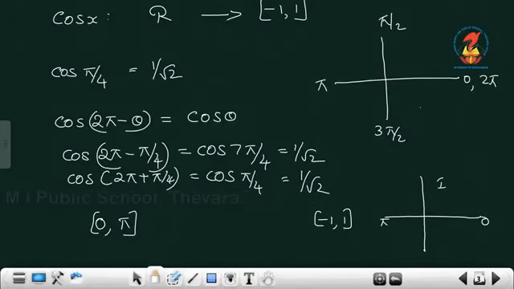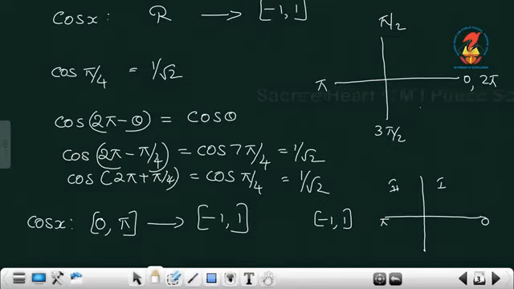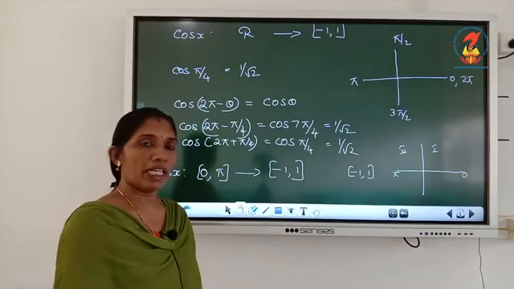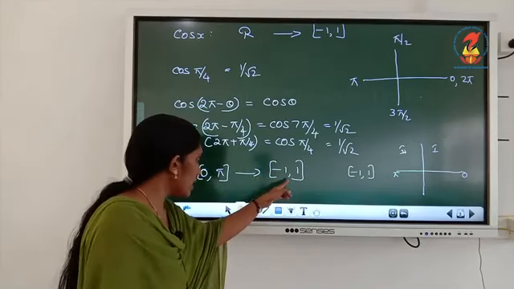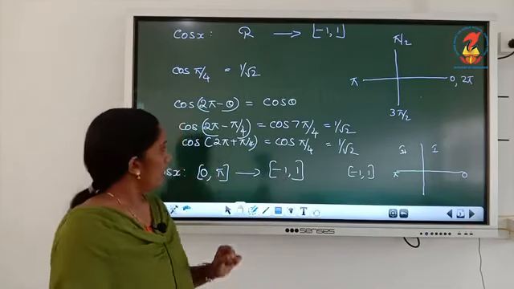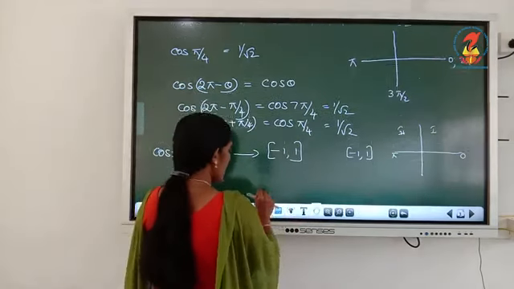0 to pi. First quadrant and second quadrant. In the first quadrant cos is positive, in the second quadrant cos is negative. So on the positive side we get 0 to 1, and 0 to -1 in the second quadrant. So when we take cos from 0 to pi to -1, 1, then the function will be one-one and onto. So we can define an inverse function from -1, 1 to 0 to pi. Or there are so many intervals like this.